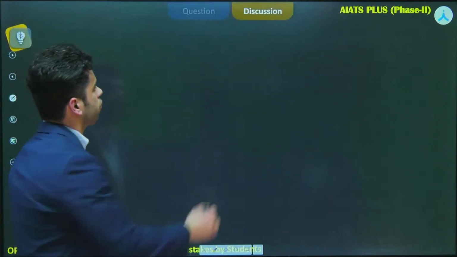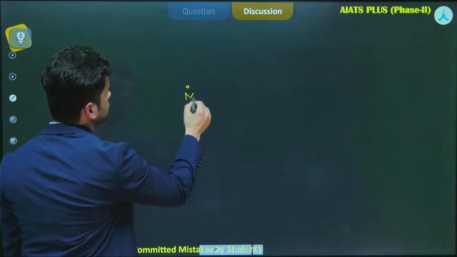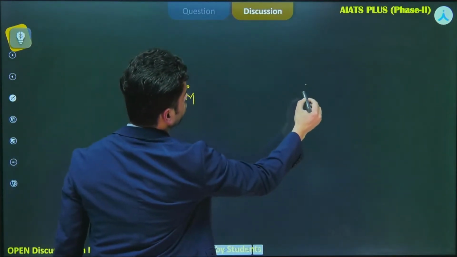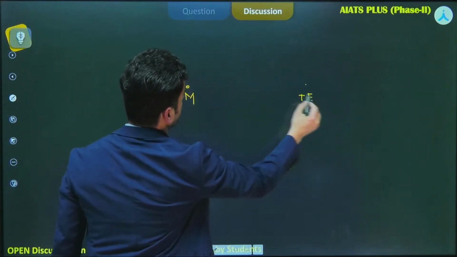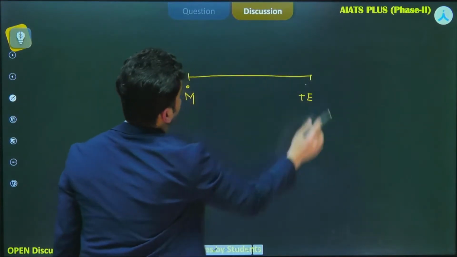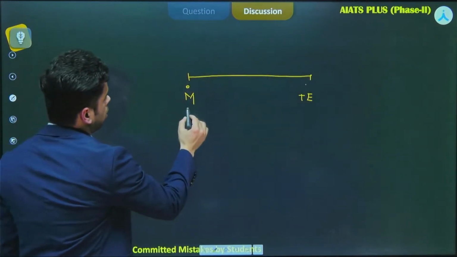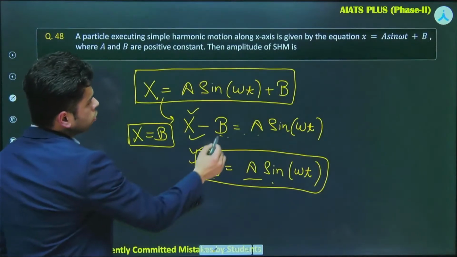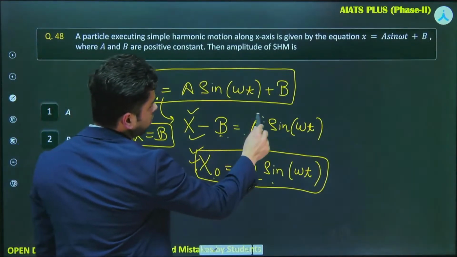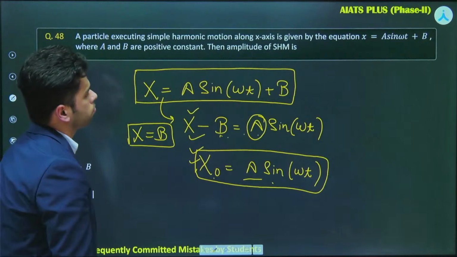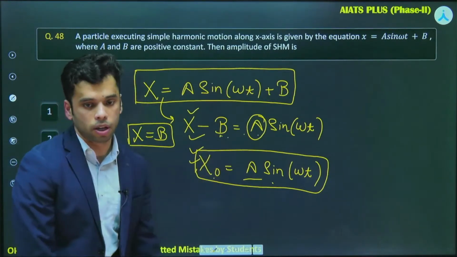Now, amplitude is defined as the distance the object covers from the mean position to one of the extremes. So, mean position to one of the extremes, this will give you the amplitude. Now, the mean position is b and the distance covered will be a. So, the amplitude of this equation will be a only.